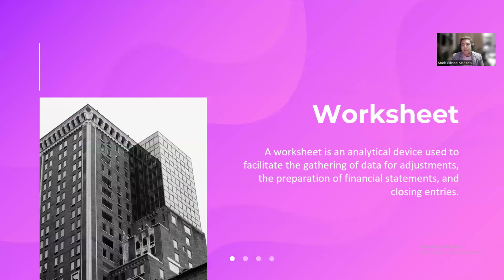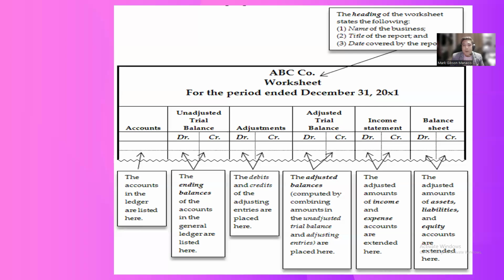So, a worksheet is an analytical device used to facilitate the gathering of data for adjustments and preparation of financial statements and closing entries. What are the columns that we can see in a worksheet? First, we have the column for accounts. Basically, these are the accounts in the ledger that we're going to prepare.